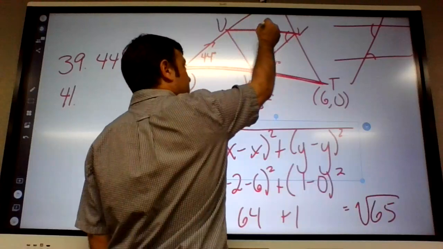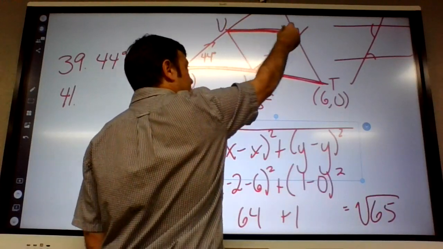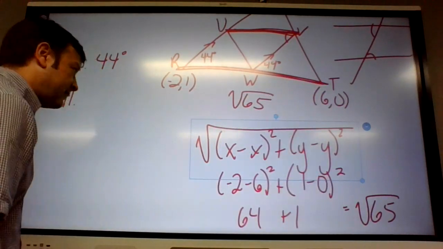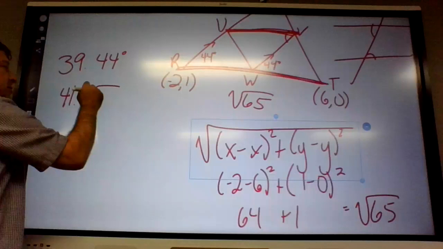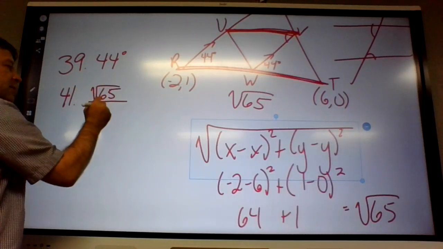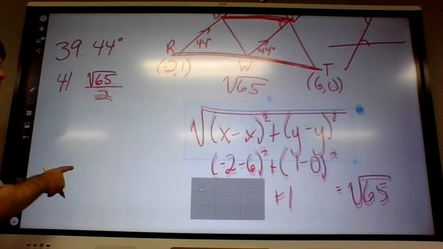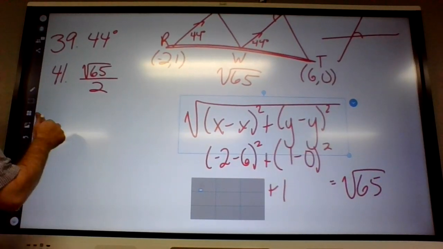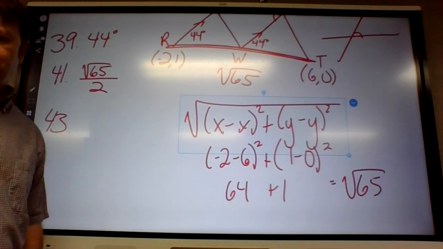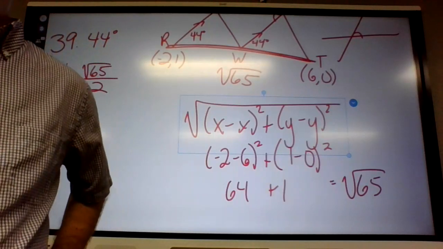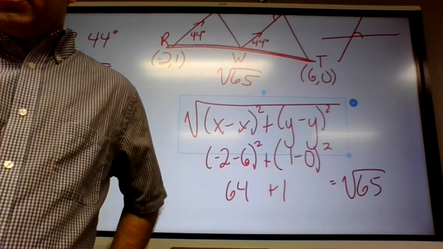So how do we find UV? Half the square root of 65. Half of that, you could put a half in front of it, or you could put square root of 65 divided by 2. That's disgusting. The decimal version is uglier, so that's why we keep it like that. All right.